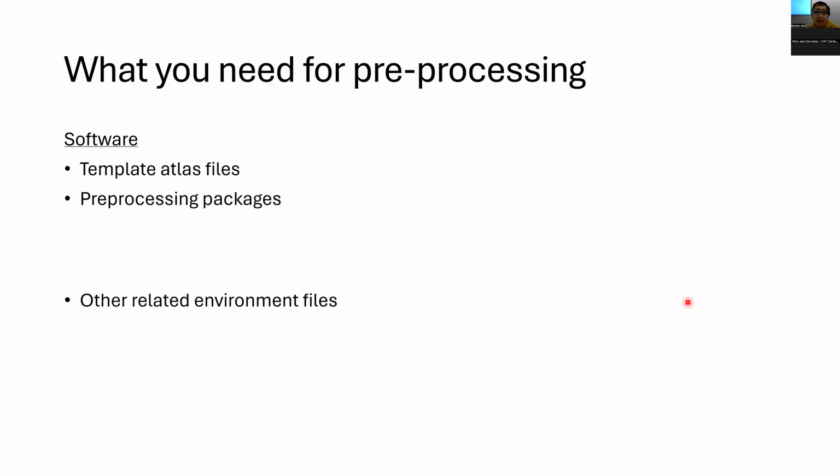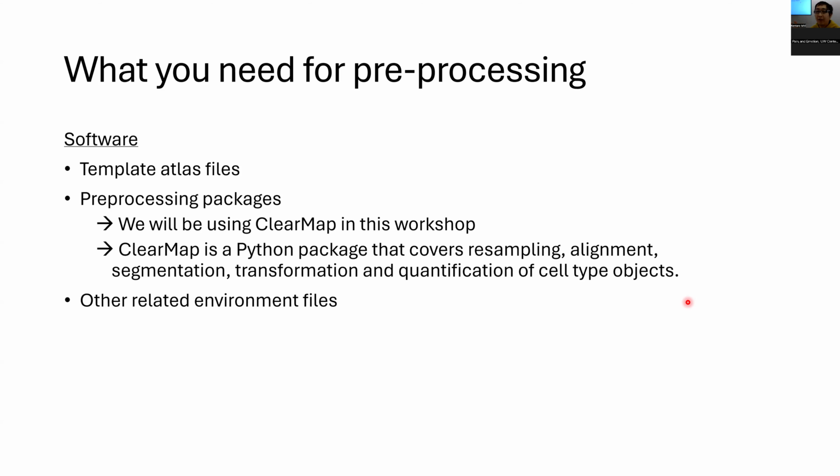Okay. So what do you need for pre-processing? I think there are basically three things. One thing you need is template atlas files, which is what you want to align your brain data onto. The other thing you need is some very critical pre-processing packages. We will be using a package called ClearMap in this workshop. ClearMap is a Python package that covers resampling, alignment, segmentation, transformation, and quantification of cell type objects.